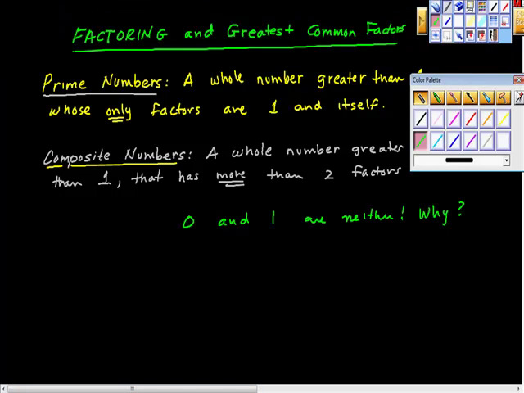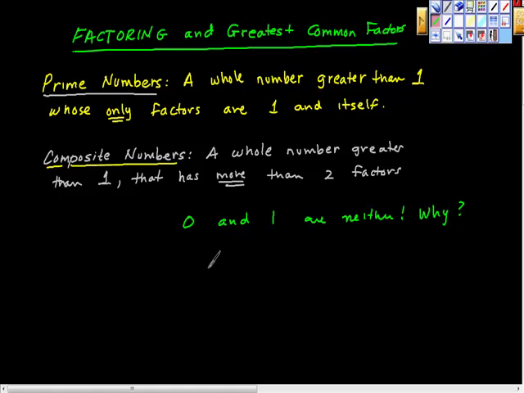Alright, today I'd like to talk a little bit about factoring and greatest common factors. Here are the definitions of prime numbers and composite numbers. You should actually know this, and if you don't, just read them over and write down the notes. Here's a good question, though. How come 0 and 1 are neither? They're not prime and they're not composite.